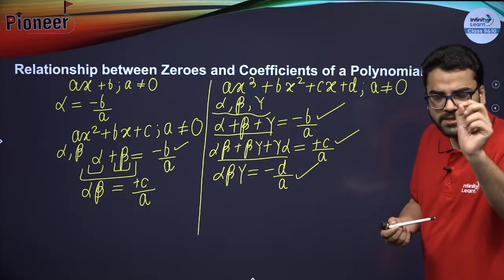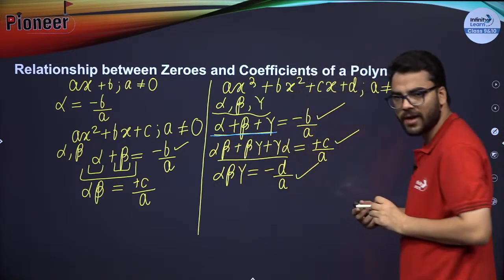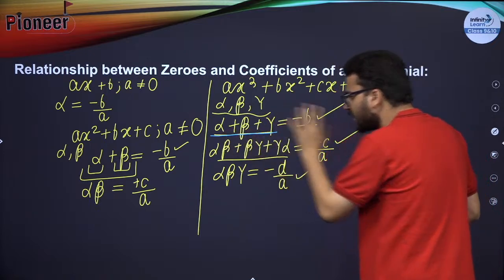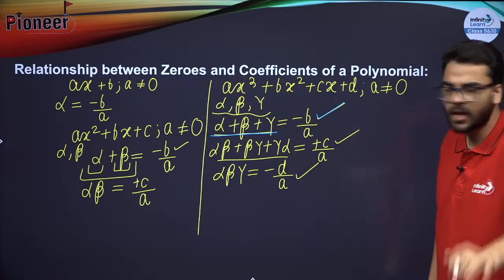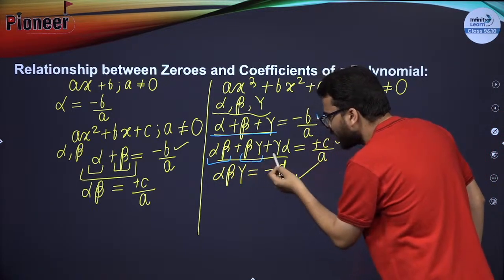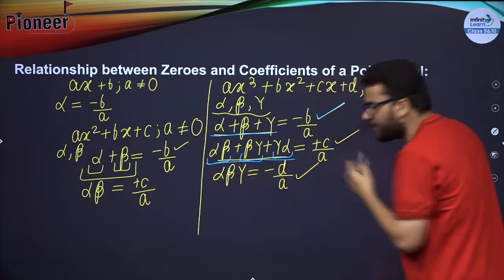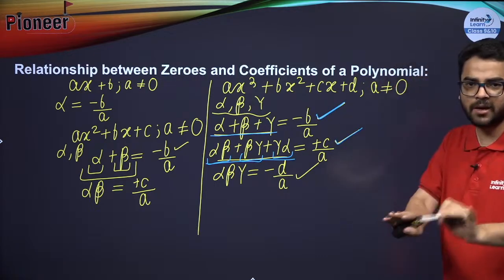See Parameshwar, whatever may be the number of zeros, just understand the pattern. The first thing is you will take sum of zeros taking 1 at a time, okay? 1 zero at a time, alpha, beta, gamma, that will be every time minus b by a. You got that logic? Now what you will do? You will take 2 at a time, and then you will add them up. So this is minus b by a, change the sign to plus c by a, correct?